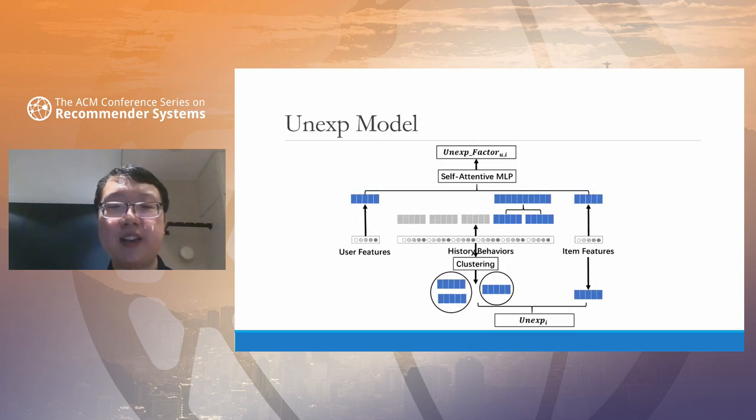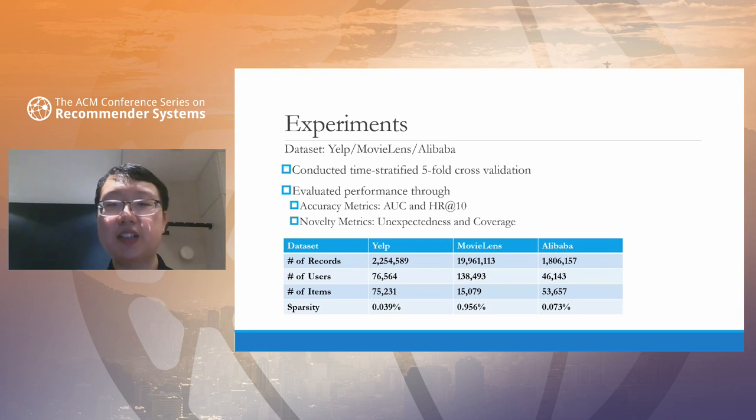And this is our unexpectedness model. Here, first we do the clustering of history behaviors and we get the user interest into several clusters. And then we compute the distance from these clusters to the item embeddings. And based on that, we get the value of the unexpectedness. And meanwhile, we concatenate the user features, a window of history behaviors, and item features, and feed them into a self-attentive multi-layer perceptron to get our estimation of the unexpected factor, which really models the user's heterogeneous perception of the unexpected recommendations.